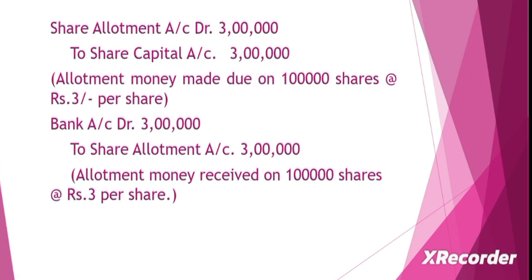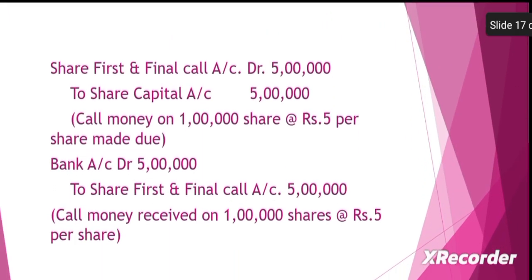The last one is we receive the first and final call amount. For that purpose, we make the due entry: share first and final call account debit to share capital account, 1 lakh shares into rupees 5, so we get rupees 5 lakh. We debit and credit these 5 lakhs in this entry. Then we receive the share first and final call amount. For that purpose, we make the entry like bank account debit to share first and final call account. So here also we debit and credit the rupees 5 lakhs on both sides.